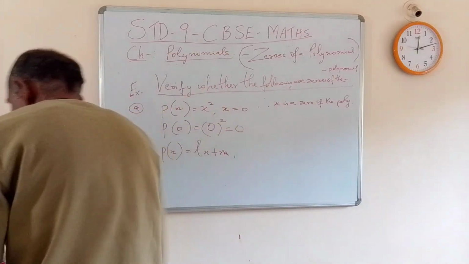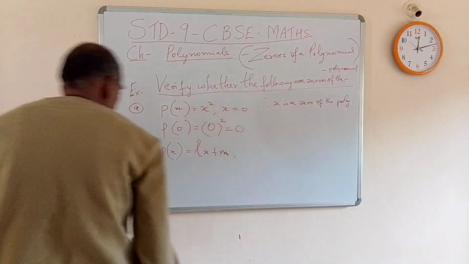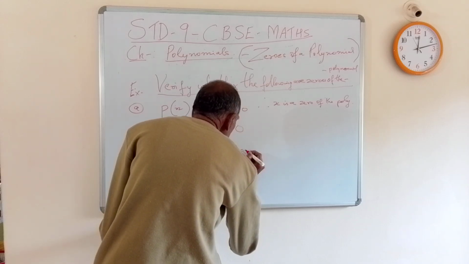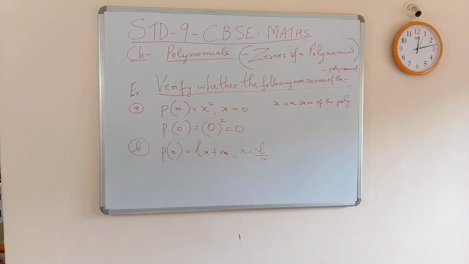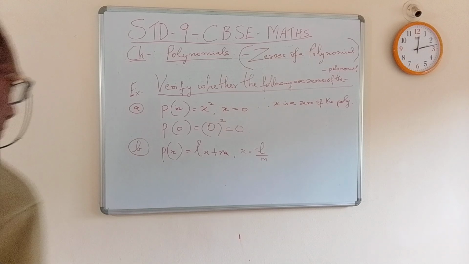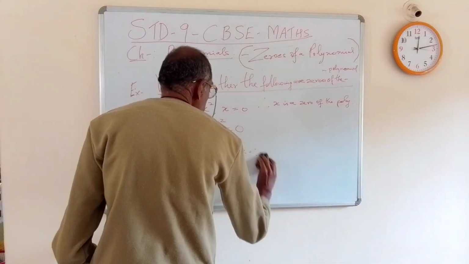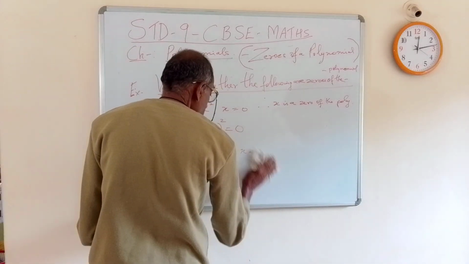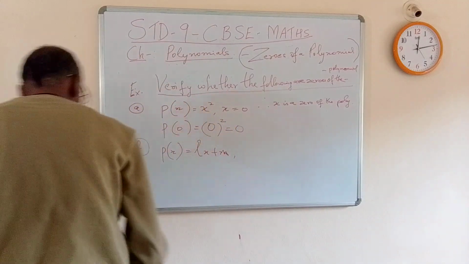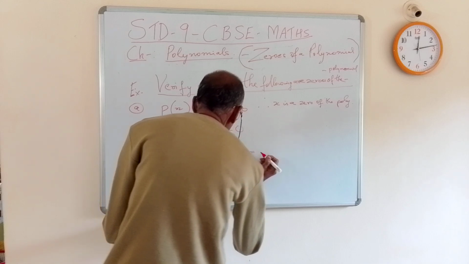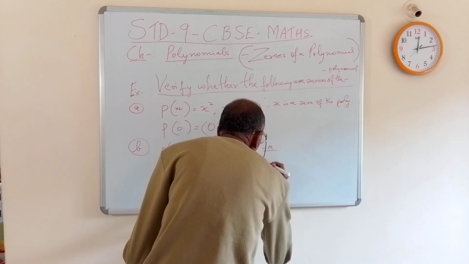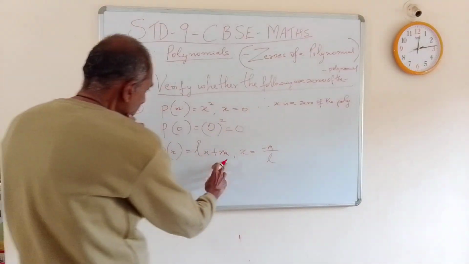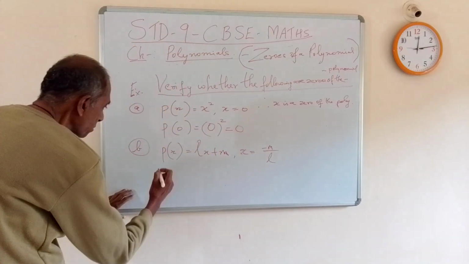So x is equal to minus m upon l. Okay, so here what is the sum? p(x) is equal to lx plus m and the value of x is given, minus m upon l. So here we are substituting again.